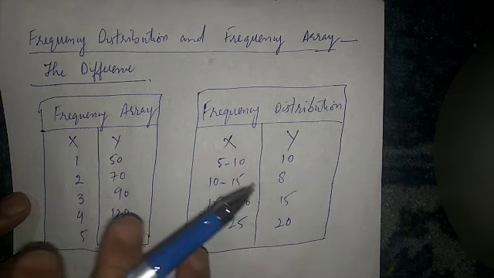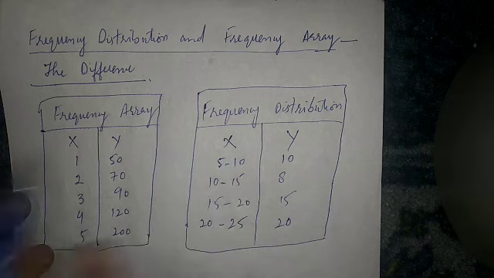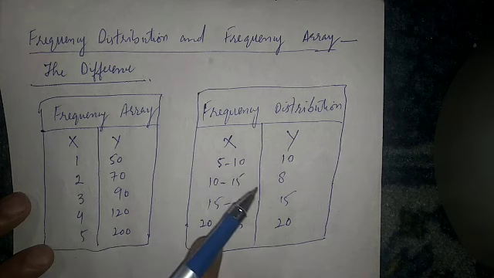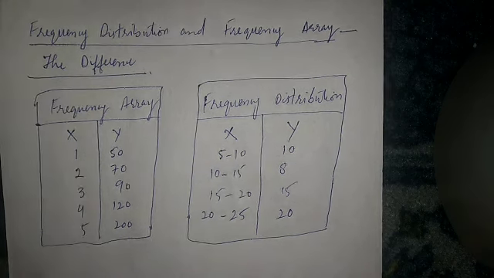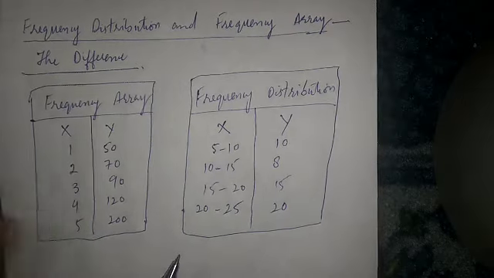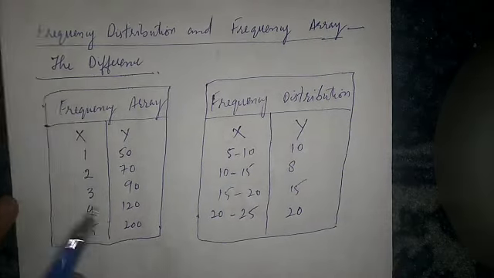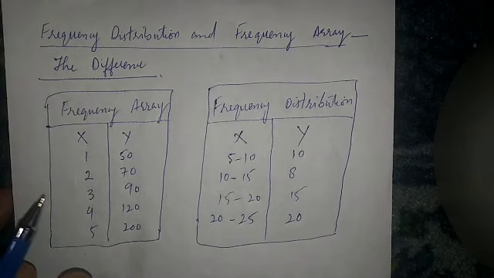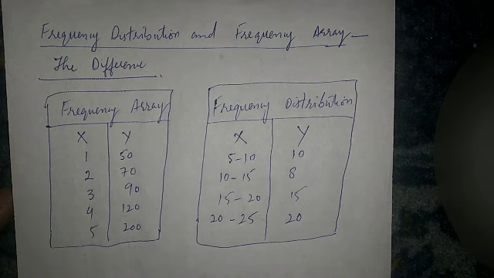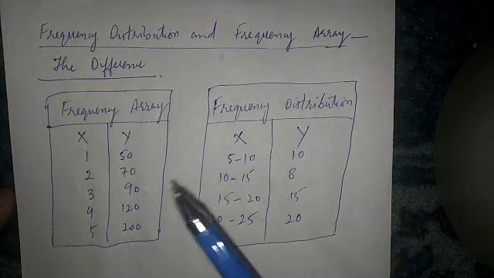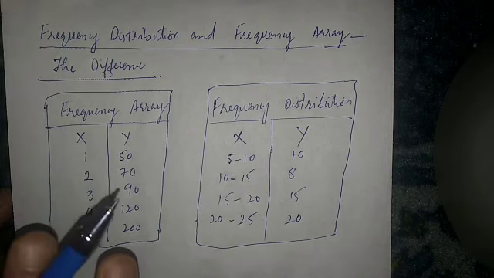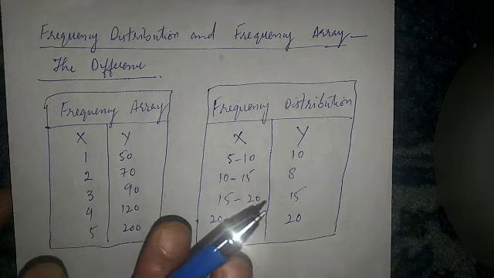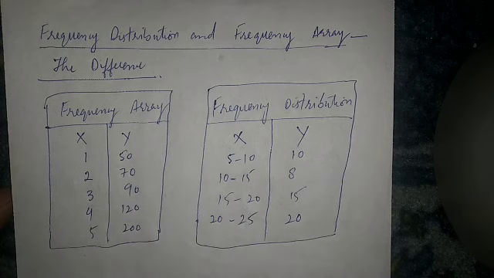See, the value of y variables shows the frequencies. So briefly we can say that frequency array refers to discrete series showing frequencies corresponding to some discrete values, while frequency distribution refers to series showing frequencies corresponding to different class intervals.